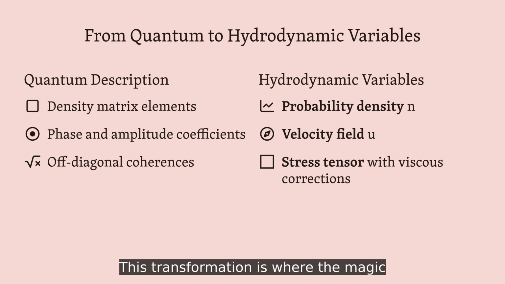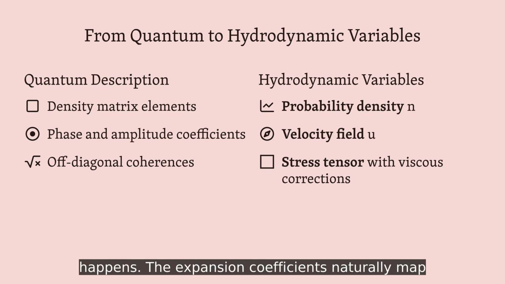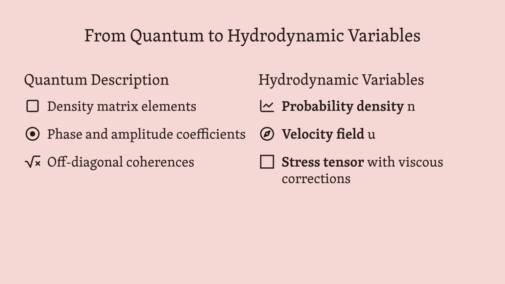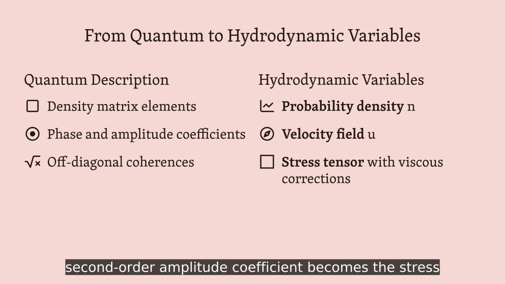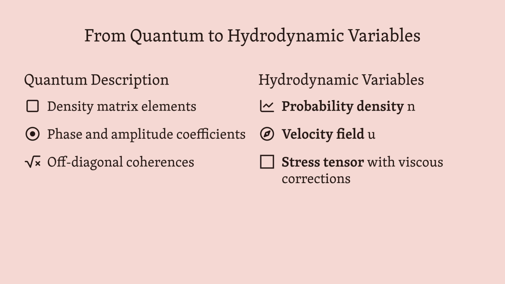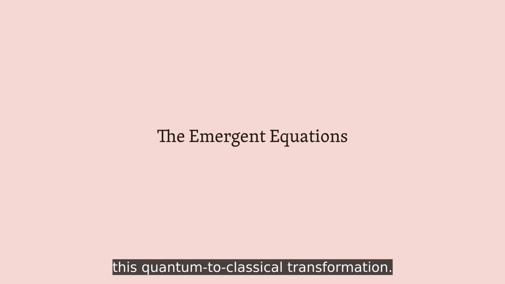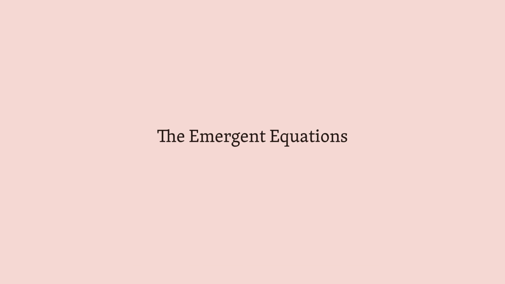This transformation is where the magic happens. The expansion coefficients naturally map onto familiar hydrodynamic quantities. The 0th order amplitude gives particle density, the 1st order phase gradient yields velocity, and the 2nd order amplitude coefficient becomes the stress tensor. Let's see what equations emerge from this quantum to classical transformation.